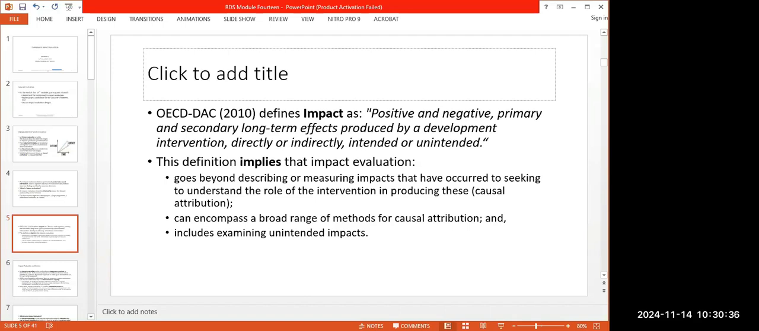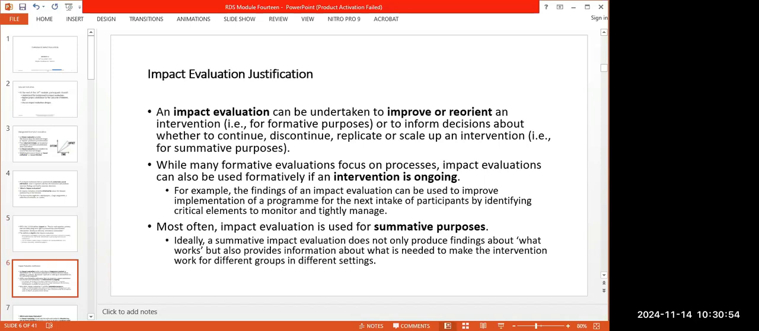And also, impact evaluation does look at unintended impacts, those impacts that have been produced but were not expected, and that you look for during impact evaluation. So then you ask yourself, why is impact evaluation important? What is the justification? Why do you need it? I guess from what we've been discussing, this should be something you can already tell.